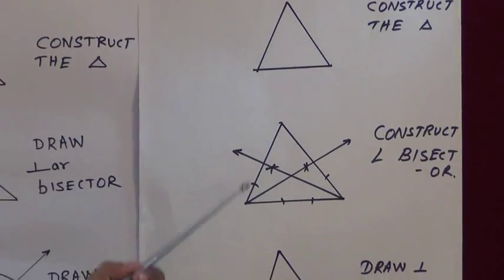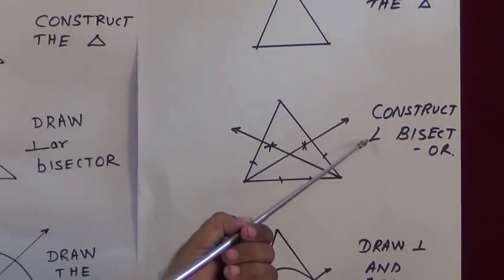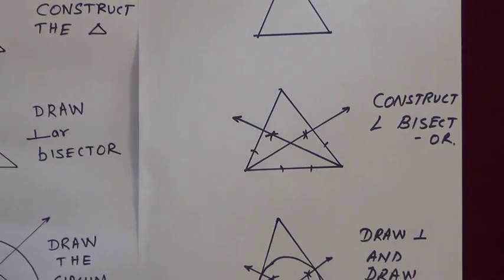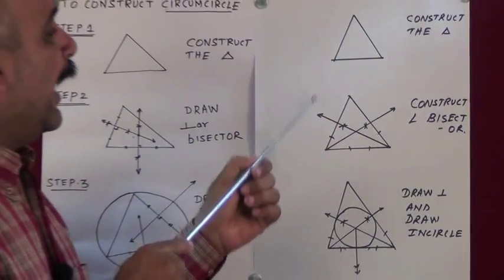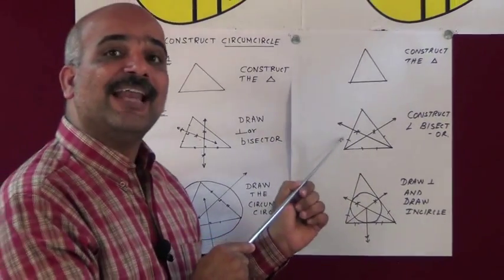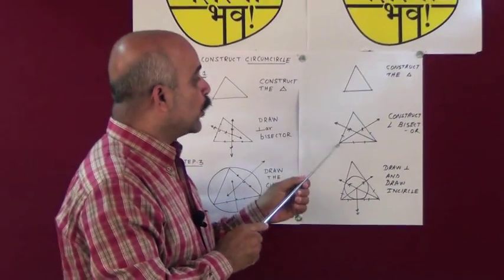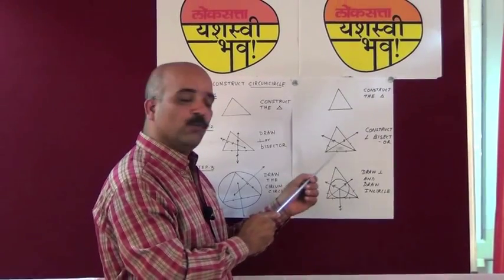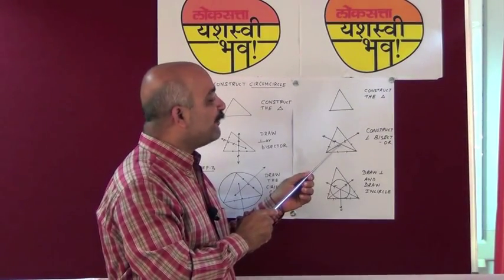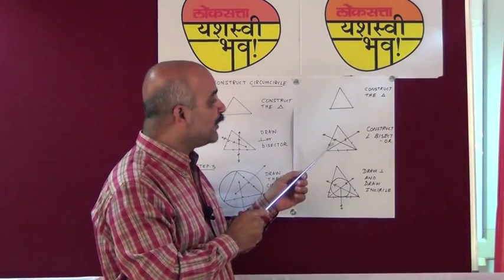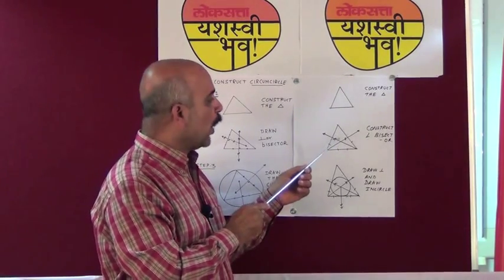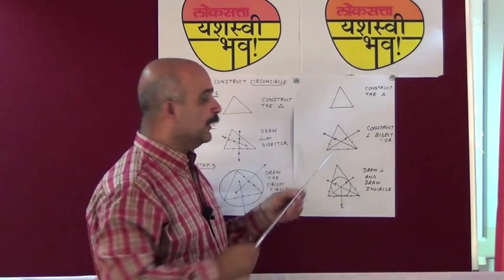Step 2, draw an angle bisector. Remember that in the circumcircle, we had a perpendicular bisector. In an incircle, we have an angle bisector. So we draw angle bisectors of any 2 vertices. The point where the angle bisectors meet is called the incenter.